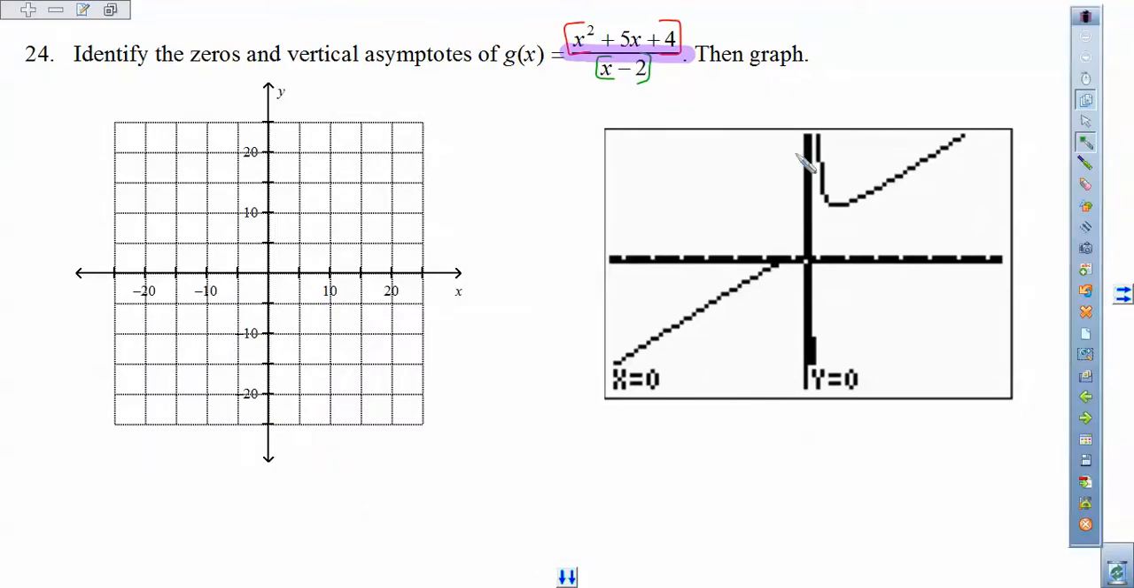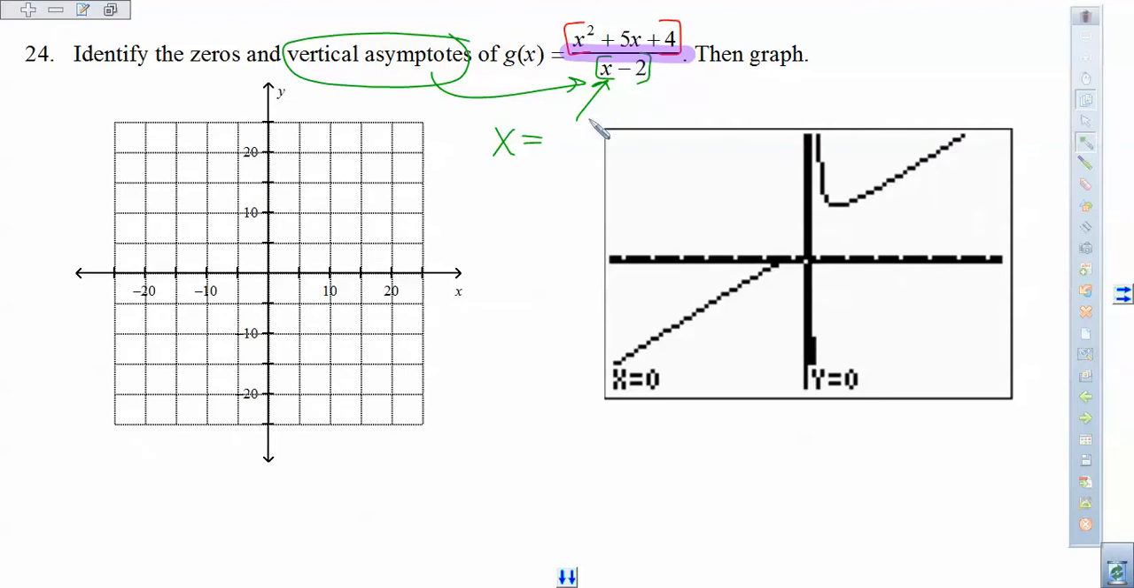If we go down even further here and break this down a little bit, remember, they wanted to know where the zeros and the vertical asymptotes are at. Vertical asymptote's easy. Always look to the denominator to find a vertical asymptote. So vertical asymptote would be right here, and how we go about finding it is thinking about the value of x that would make the function undefined.